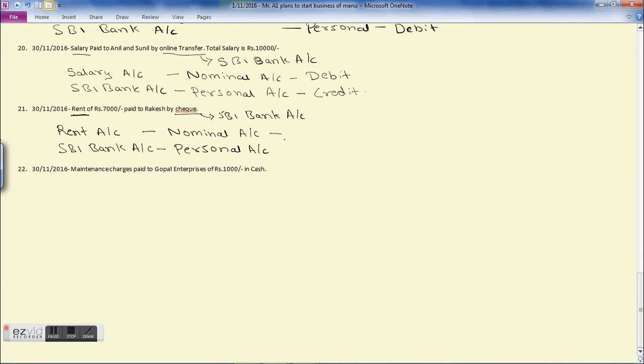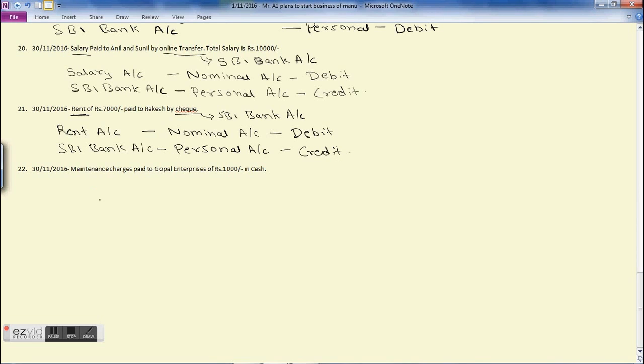Now what is the rule for nominal account? Debit all expenses and losses, credit all incomes and gains. So rent is an expense, so we will debit it. And the rule for the personal account is debit the receiver, credit the giver. Here SBI Bank is giving the money, so we have to credit it.